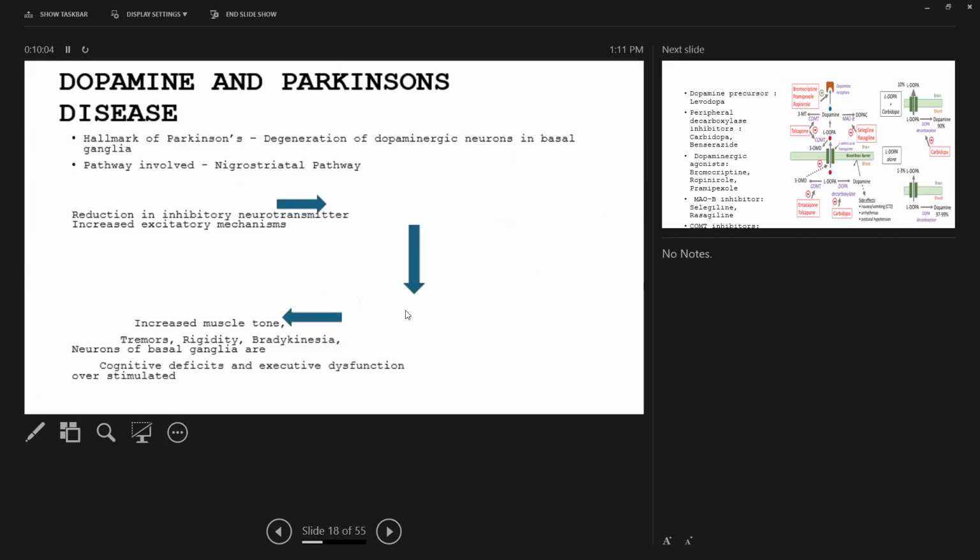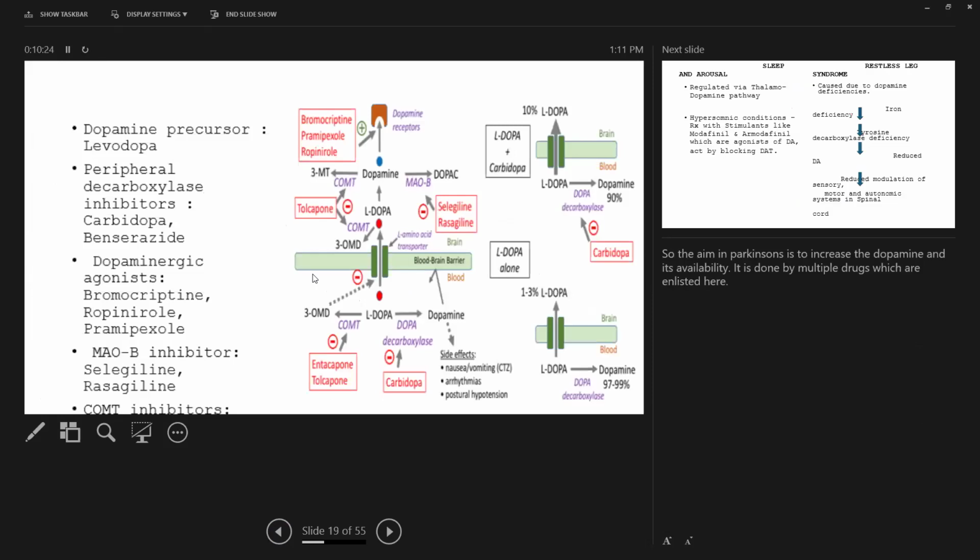Fourth one is dopamine and Parkinson's disease. There is degeneration of dopaminergic neurons in the basal ganglia. The pathway involved is the nigrostriatal pathway. There is a reduction in the inhibitory neurotransmitter, which causes an increase in muscle tone, and there are tremors, rigidity, and bradykinesia.